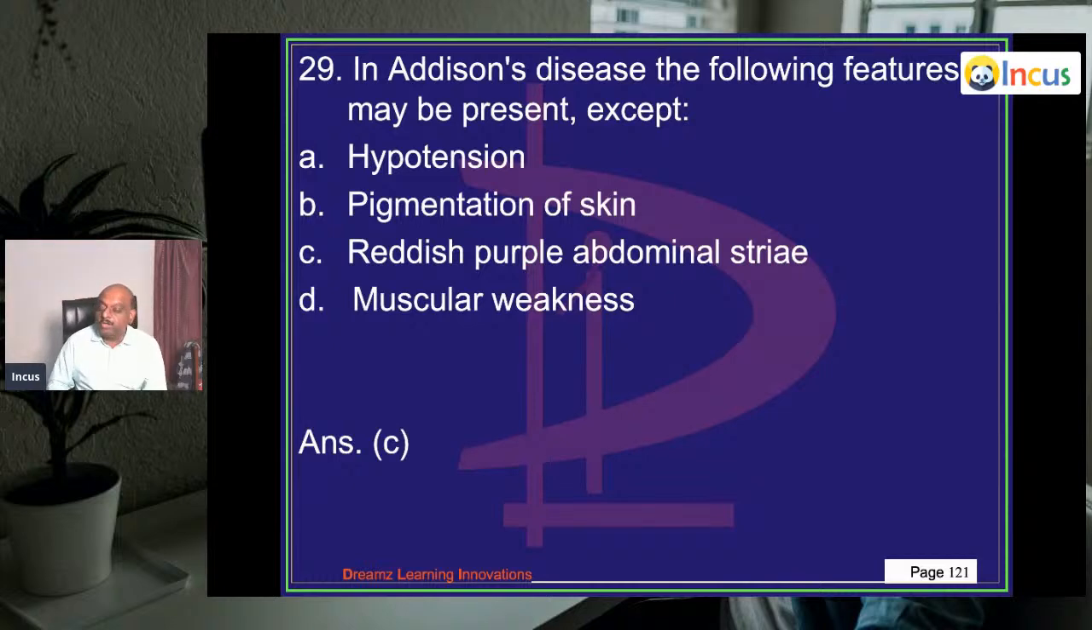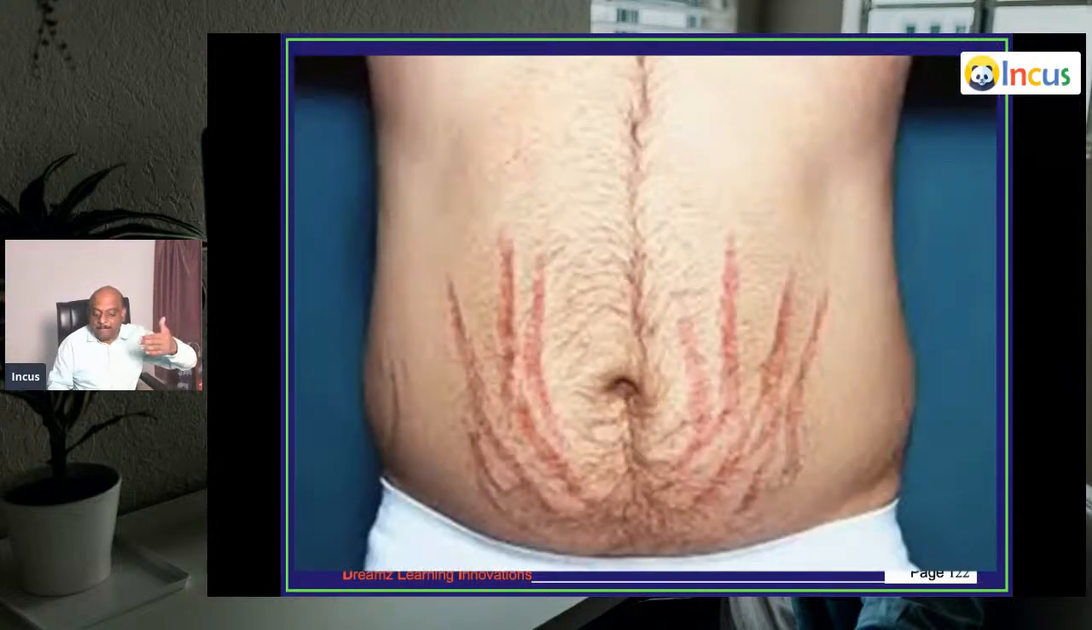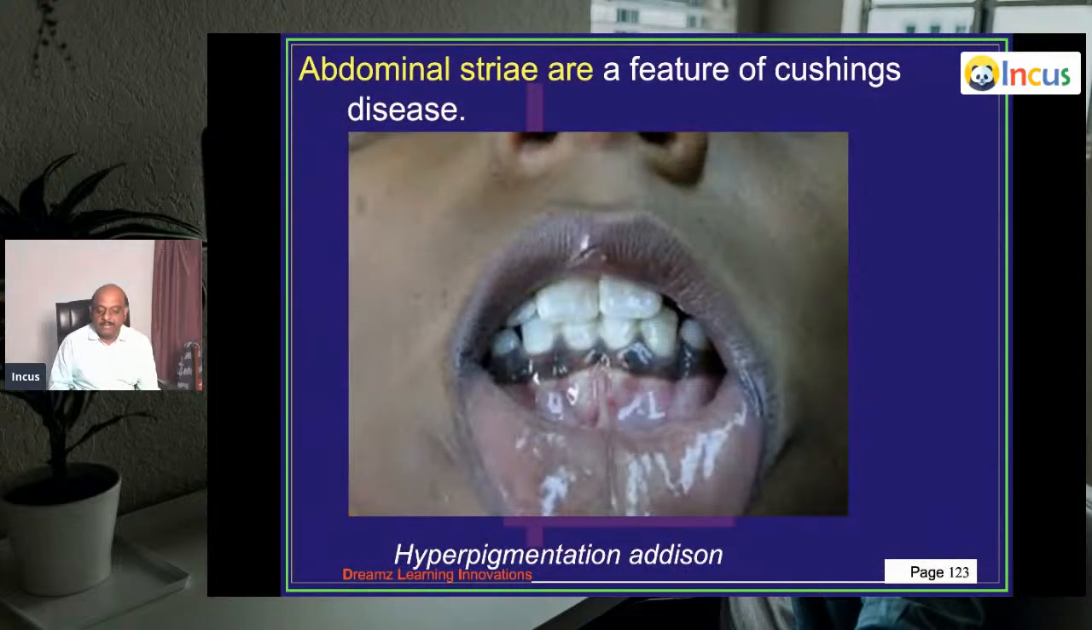Now in Addison's disease, what do you see? We see hypotension. And similarly, pigmentation of the skin. Addison's patient is weak, hypotensive. In spite of giving fluids, BP does not increase. Severe muscular weakness, lying on the side of the bed. Whereas the red purple abdominal striae are the feature of Cushing's disease. You find all these striae. Similarly, this is a classical location of hyperpigmentation which you see in the case of Addison's disease.